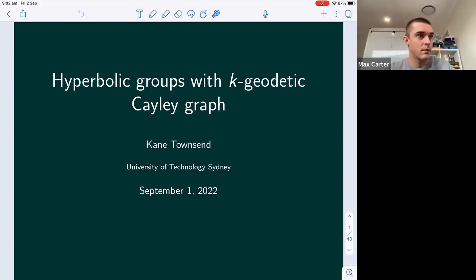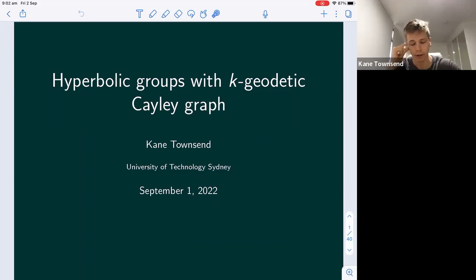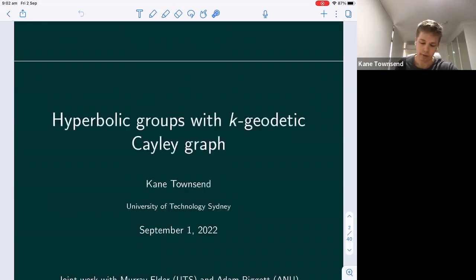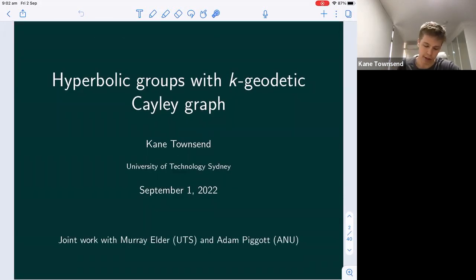So yeah, today I'm going to be talking about hyperbolic groups with k-geodetic Cayley graph, and possibly talking about what type of groups we have this k-geodetic Cayley graph property. This is joint work with Murray Elder, my postdoc supervisor, and Adam Piggott at ANU.